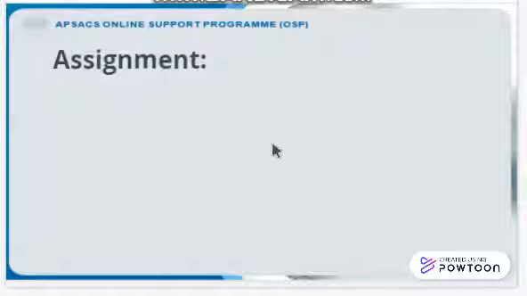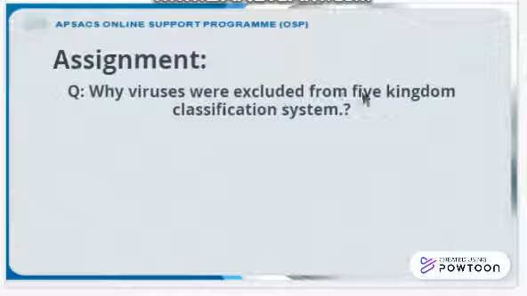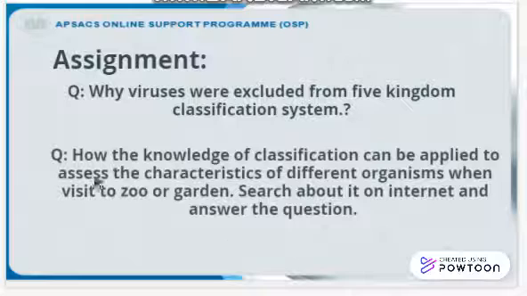Your assignment questions are: why were viruses excluded from 5 kingdom classification system? And the second question is, how can the knowledge of classification be applied to assess the characteristics of different organisms when you visit a zoo or garden? Search about it on the internet and answer the question.